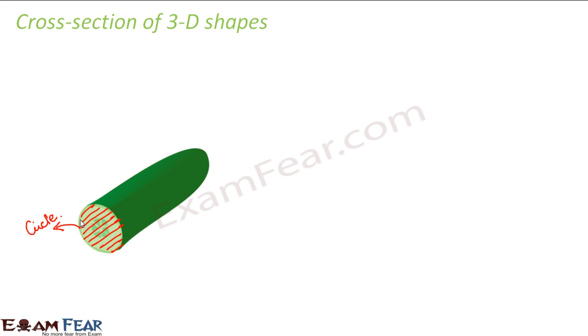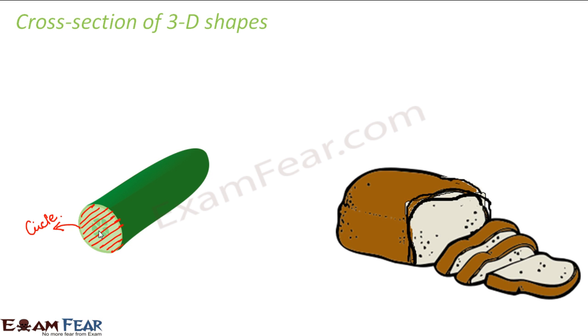So what is this called? This is nothing but the cross section of the cucumber. Cross section is that surface which gets exposed when cut. So you do not see the circle until the cucumber is cut. But when it is cut, this surface gets exposed, and in the case of a cucumber which is cylindrical in shape, this cross section is circular in nature.